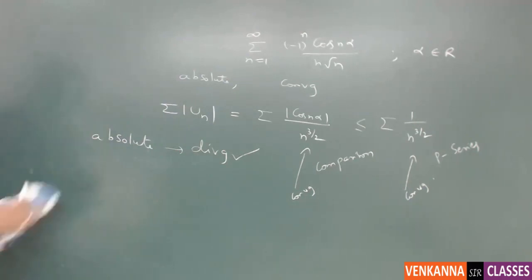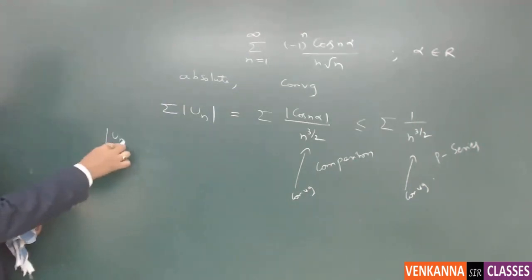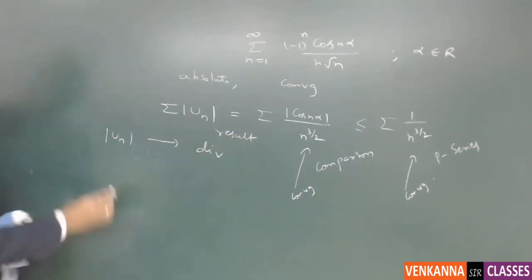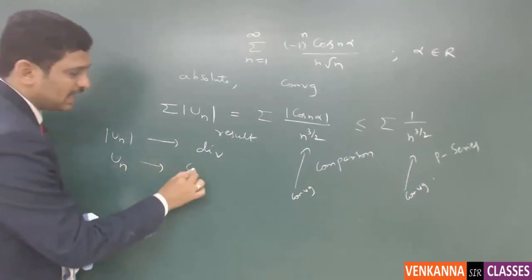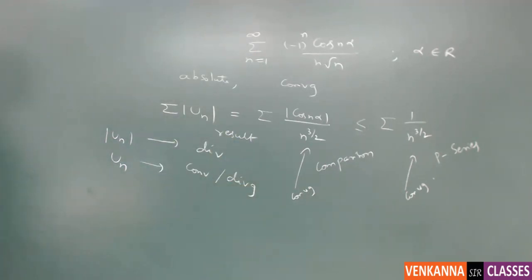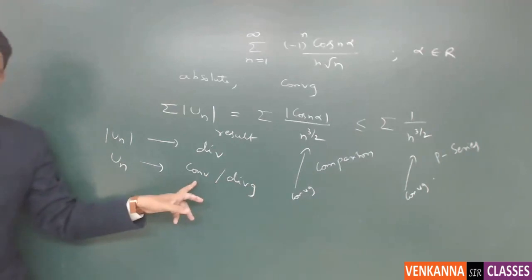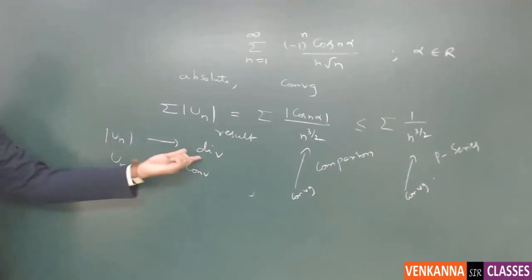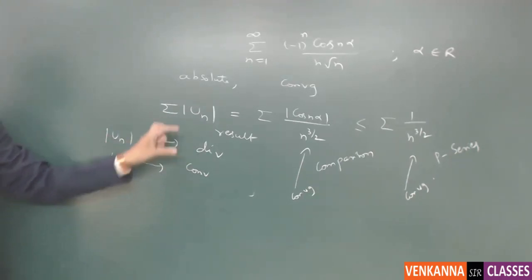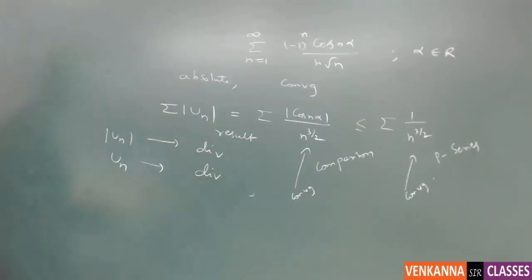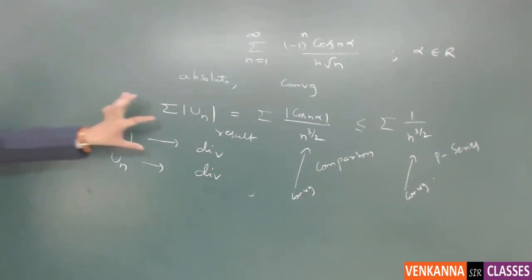So by putting modulus, you are getting the result as divergent. If you remove modulus, it may converge or diverge. So in that case, if the alternating series is convergent and the modulus series is divergent, we say it is conditionally convergent. If it is divergent here, in such case we say that sigma un is divergent and sigma mod un is also divergent. We write like that.